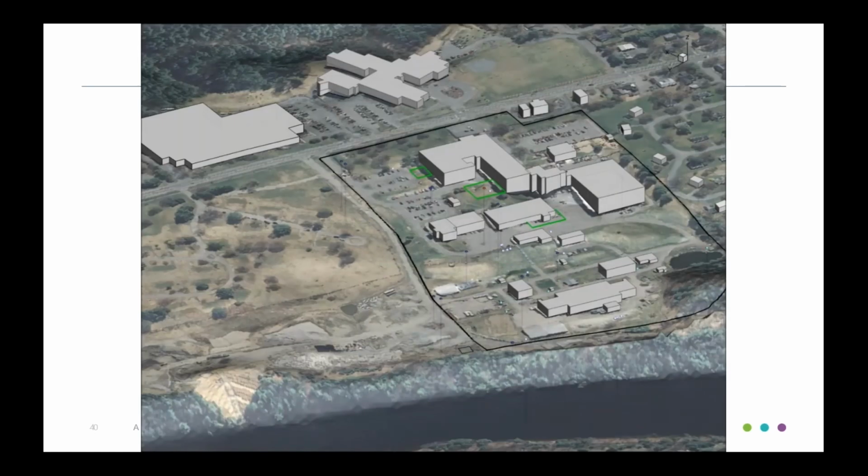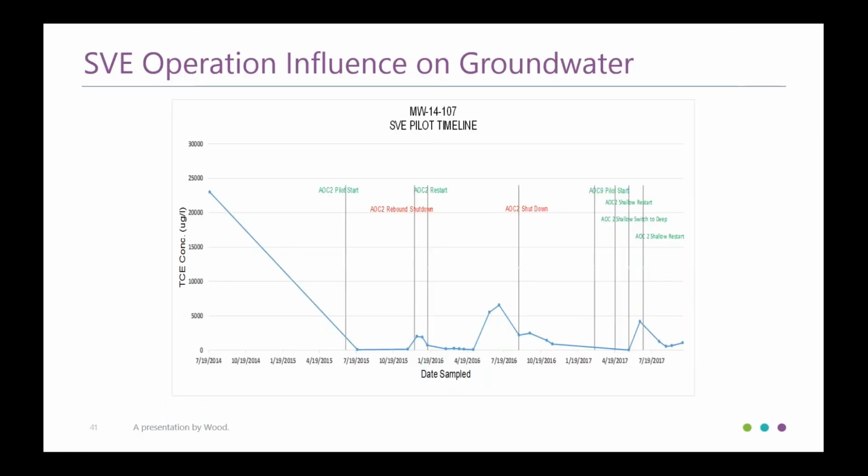I'm going to skip that one. Yeah. So this is the conclusion on it all. This is the same well that had the 23,000. You can see that on this axis. They started a soil vapor extraction pilot at the site, ran it for about a year, went out and took another sample from that well, and their sample results were down near non-detect.